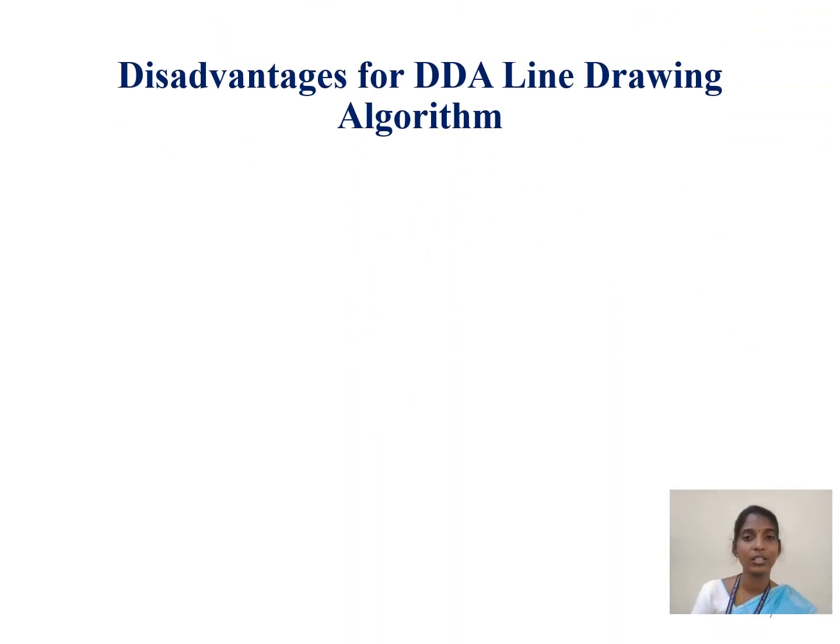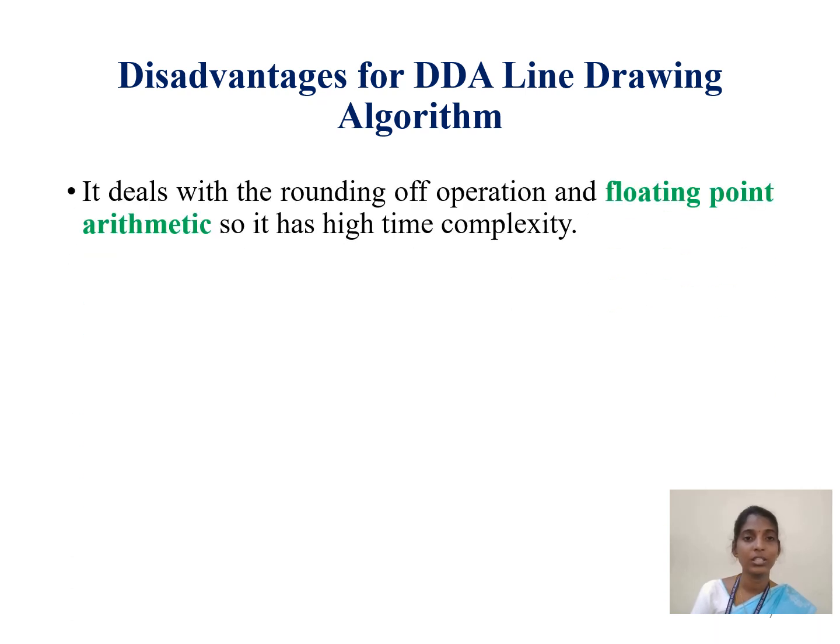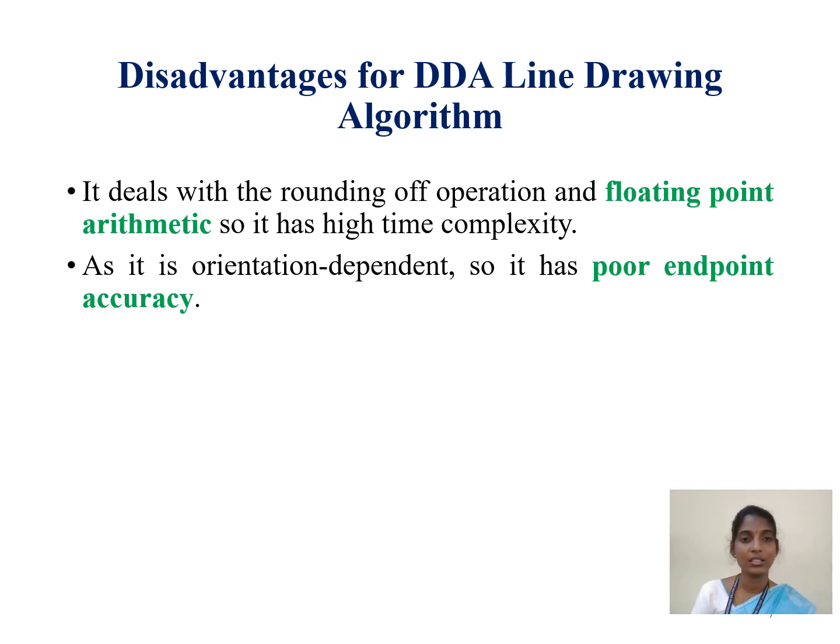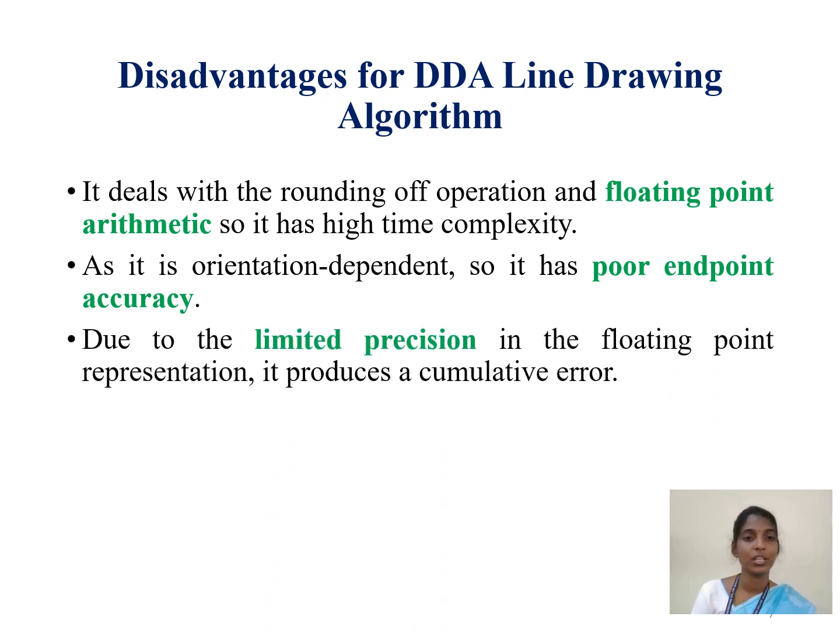Disadvantages of the DDA line drawing algorithm. It deals with rounding operations and floating point arithmetic, so it has high time complexity as it is orientation dependent. So it has poor endpoint accuracy. Due to the limited precision in the floating point representation, it produces a cumulative error.